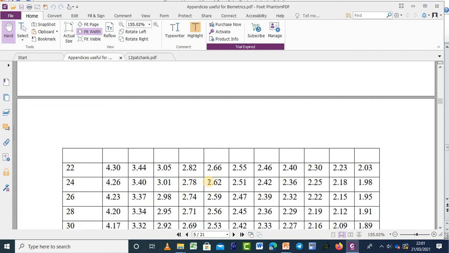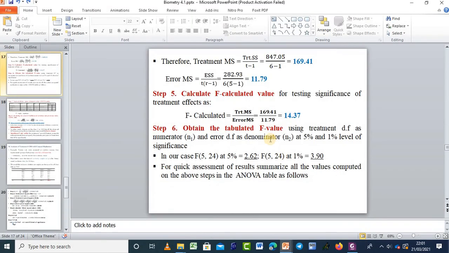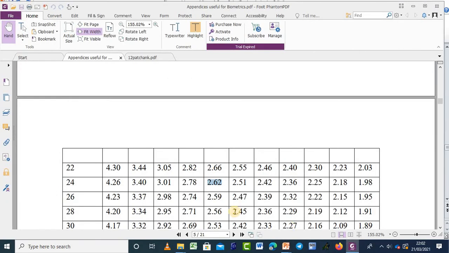So at 5% level of significance, the F tabular value by using 5 treatment degrees of freedom and 24 error degrees of freedom is 2.62. So we can check this value at 5%: 2.62. Really nice. And when we go to 1%, we can get the value 3.90 in the F distribution. We can check.